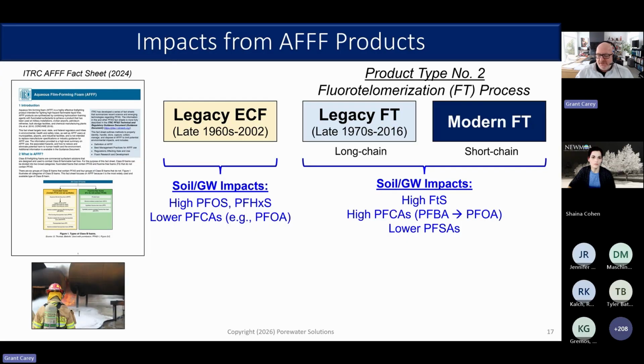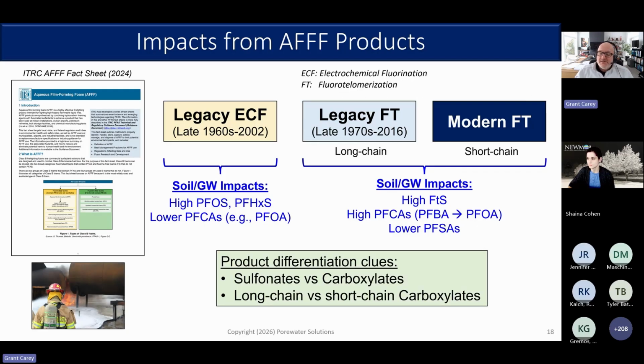So depending on what you see in soil and groundwater, you might see that maybe one of these products was predominantly used in an area, or maybe a mix. That tells us what kind of clues we can look for with visualization. We can look at the relative sulfonate versus carboxylate concentrations, and the ratios of long chain versus short chain carboxylates, which tell us whether it was more of a legacy or modern FT product used in that certain area.